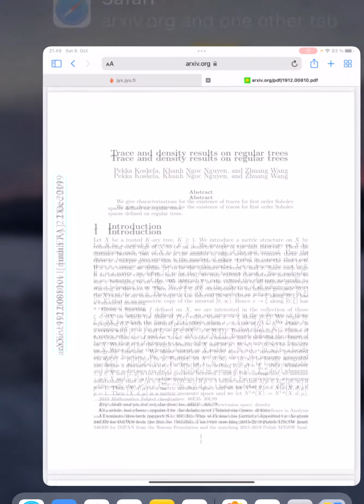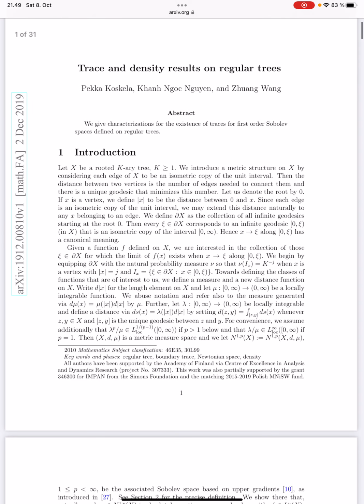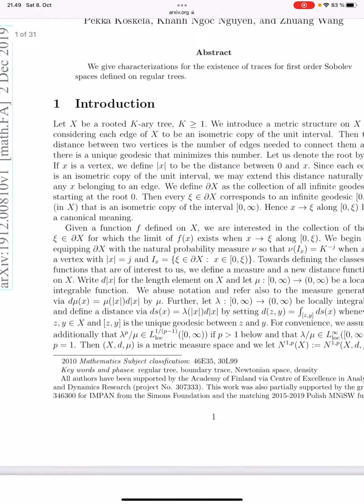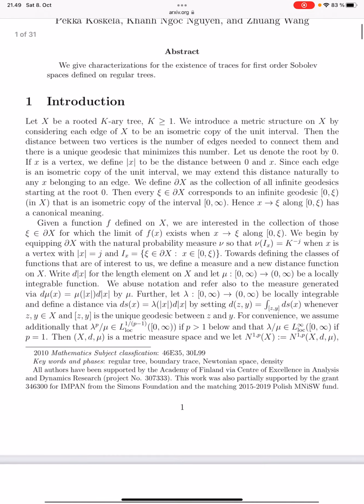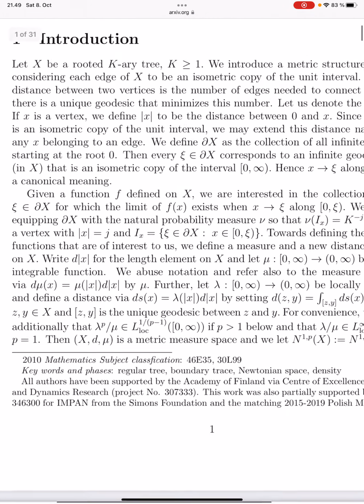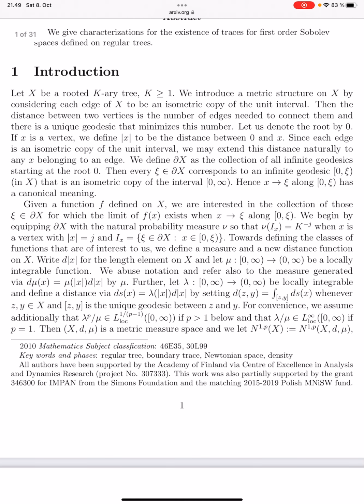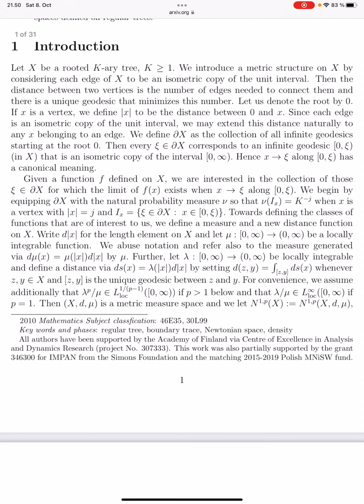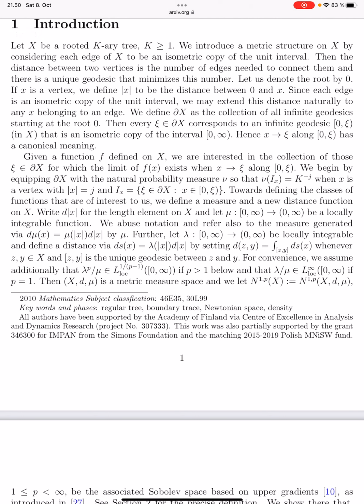So let's go back to this paper. What I've done is just to show you the basic construction of X together with the distance d and the measure mu. And you can see that they also assume additionally, in the second line from below, that lambda to the power p divided by mu, which is now a real valued function defined on the half-line, has some integrability. These are all for further technical reasons. Then X, d, mu is a metric measure space.